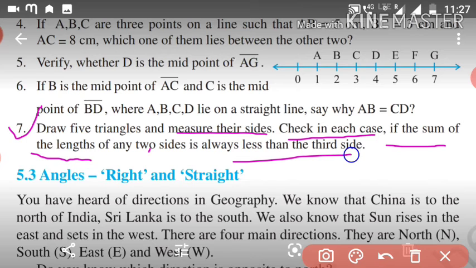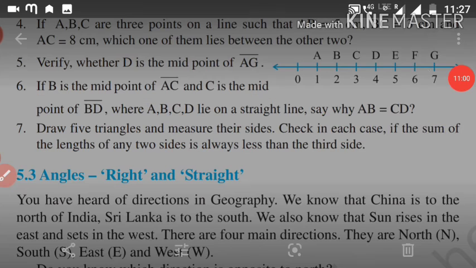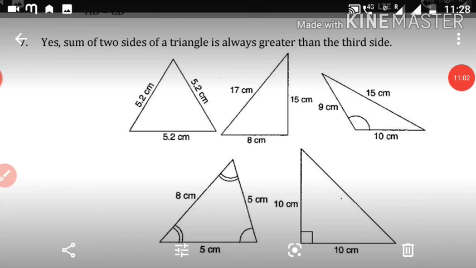We have to draw any 5 triangles and measure all the sides, and we have to check if in each case the sum of the lengths of any two sides, if you add any two sides of the triangle, the third side will always be less than the sum of those two sides or not. So first construct 5 triangles. So let's start and construct the 5 triangles.